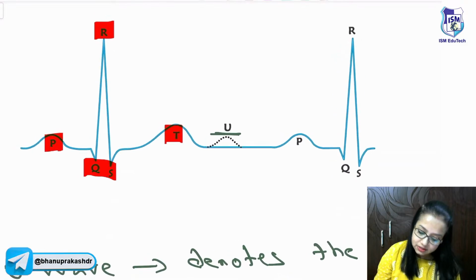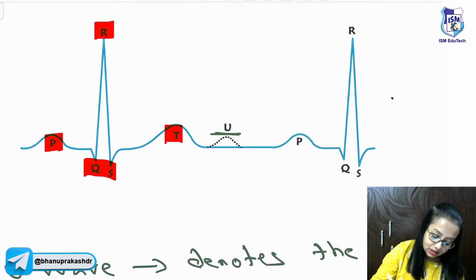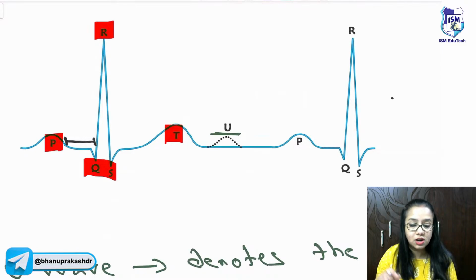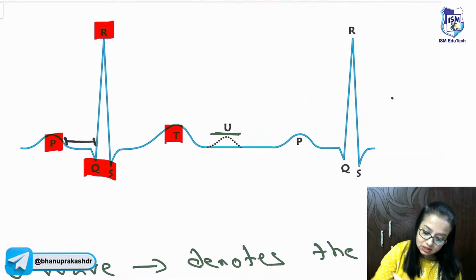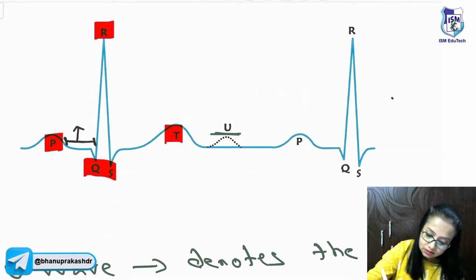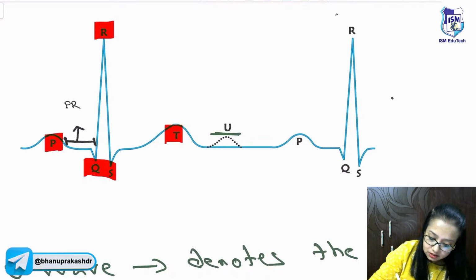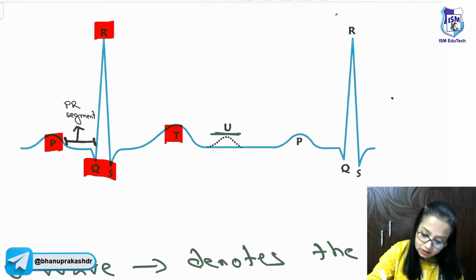Now, apart from waves, there are certain segments and intervals. Like the gap from the P till the R. Okay, not Q, R, because Q is so small, hardly visible to our naked eyes. So this gap, that straight line, is the PR segment. How is it different from an interval? We will come to that.